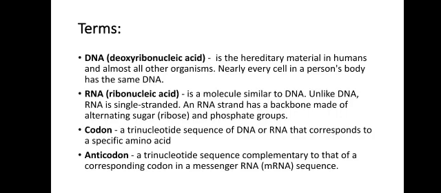Next is the RNA or the ribonucleic acid. It is a molecule similar to DNA. Unlike DNA, RNA is a single strand. An RNA strand has a backbone made of alternating sugar or ribose and phosphate groups. The next one is the codon. It is a trinucleotide sequence of DNA or RNA that corresponds to a specific amino acid.